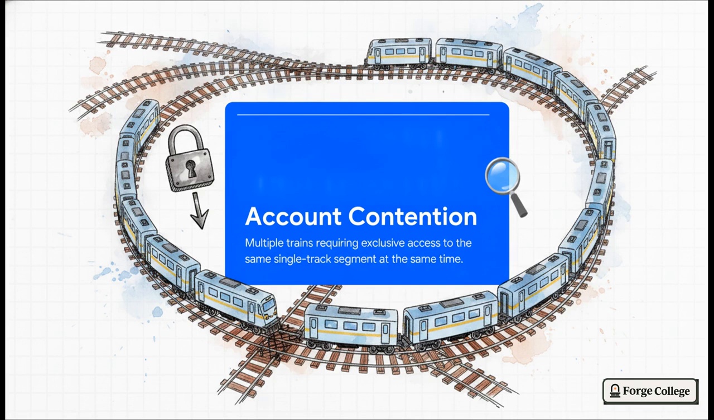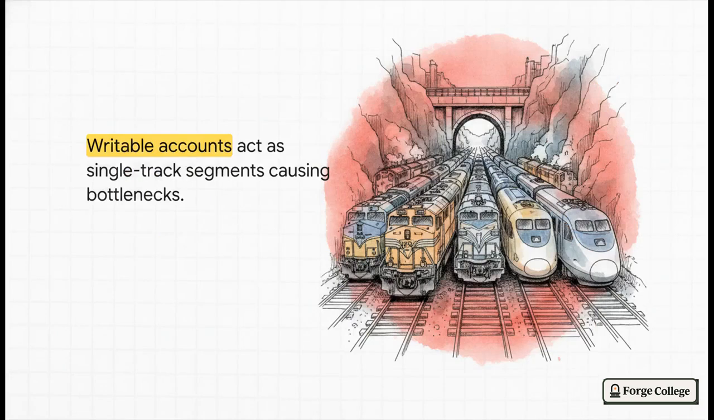Just picture trying to force 10 high-speed bullet trains through a single-track tunnel at the exact same millisecond. That is account contention in a nutshell. And yeah, it is every bit as disastrous as it sounds. When 2 transactions try to write to the same shared ledger account, the network scheduler steps in as the traffic controller. It essentially says, whoa, hold on, only one train on this track at a time, and forces them to wait their turn.